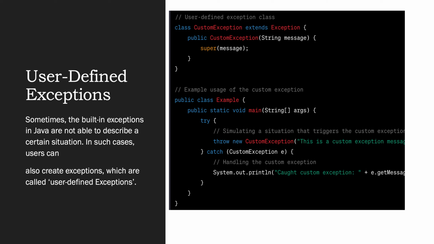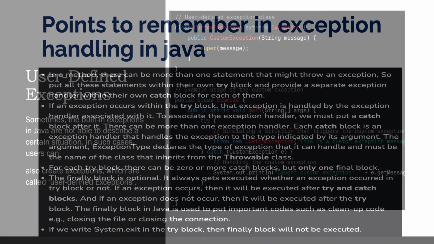As of now we have seen what an error is, what the types of errors are, what an exception is, what the types of exceptions are, how to handle exceptions, how Java handles exceptions, and how we can create a custom exception. Now let's see some important points regarding exception handling.